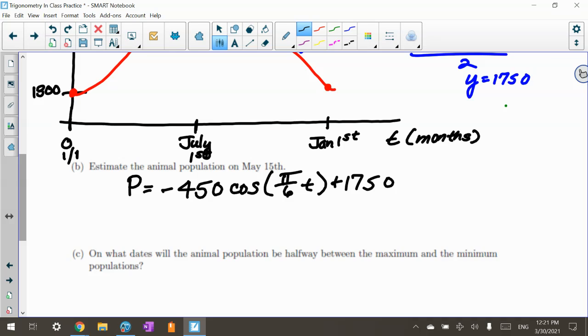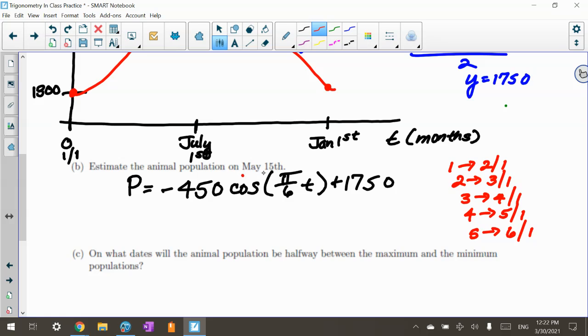Now you've got to remember, January 1st is 0. So if you need to do this, 1 is going to be February 1st, 2 is going to be March 1st, 3 is going to be April 1st, 4 is going to be May 1st, 5 is going to be June 1st. So May 15th is going to be in between that. So we're going to call it 4.5, and that's going to go right here in the T spot.